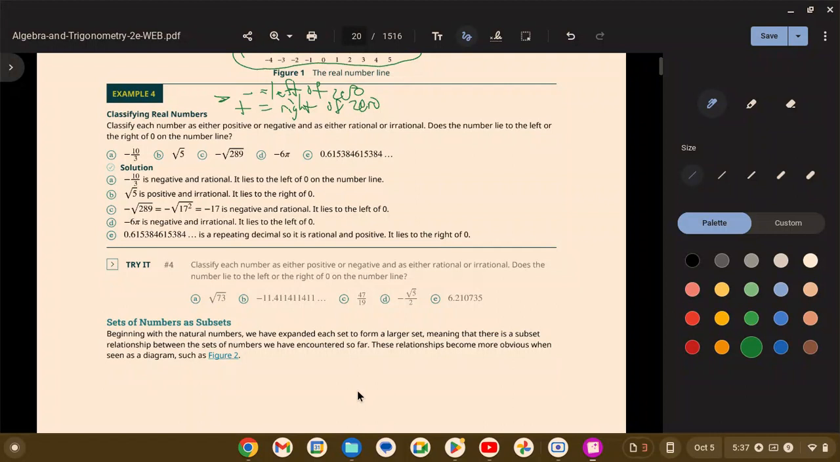positive irrational, negative rational, negative irrational. Sorry, repeating decimal. I wasn't paying attention to the ellipses. So if you have the ellipses, that defines rational because it's predictable. But it's also positive.